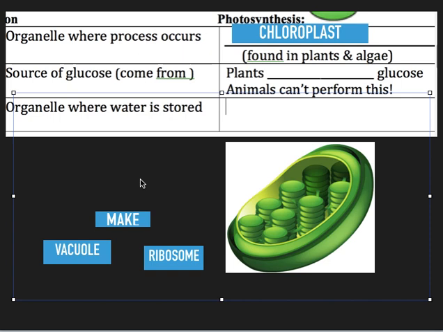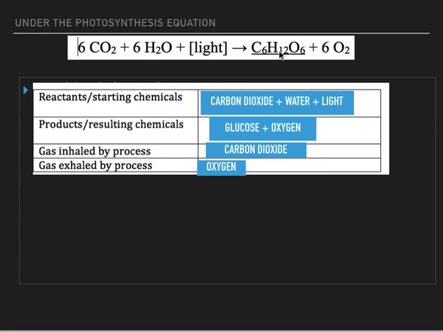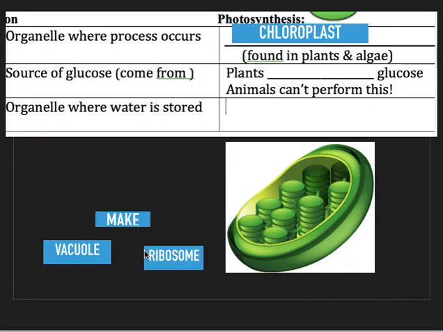Where's the source of the glucose from? Okay, so let's look back at this equation. Glucose is right here. What equation is this? Photosynthesis. So plants actually make glucose. Photosynthesis makes glucose. Animals, we can't do this. We could go sit outside in the sun and eat lunch, but we can't get the lunch from our sun.